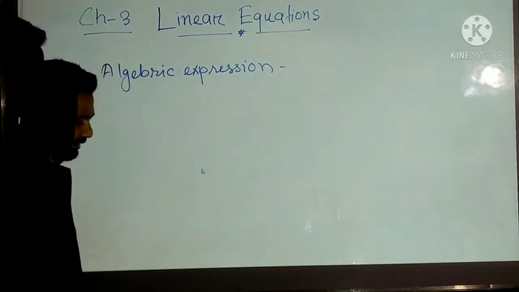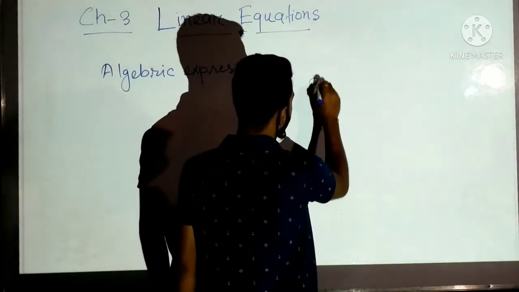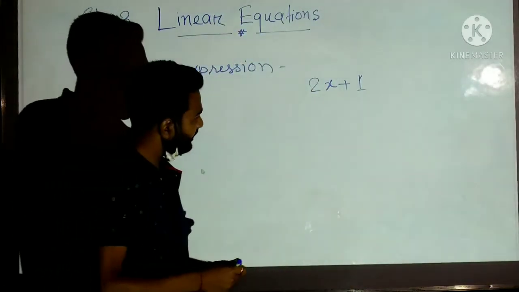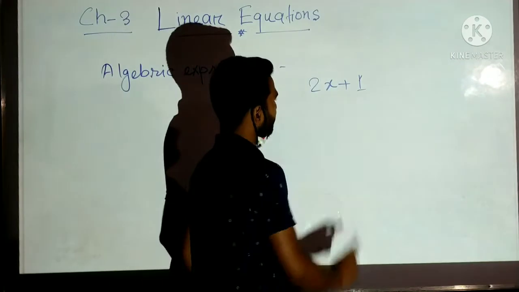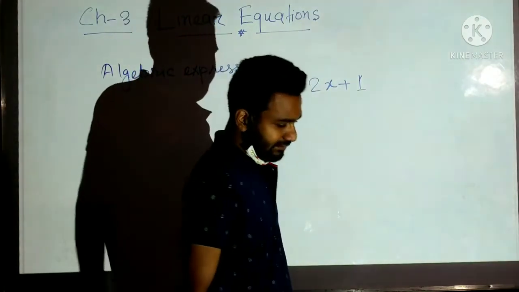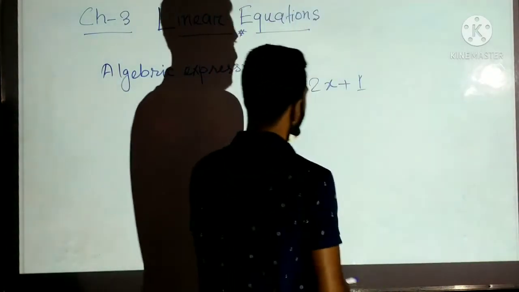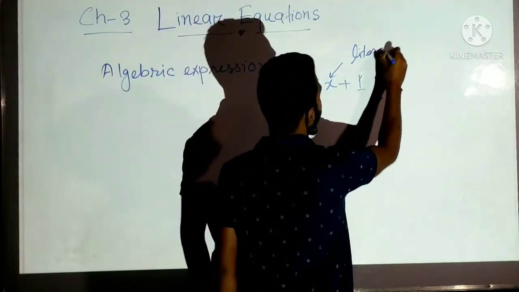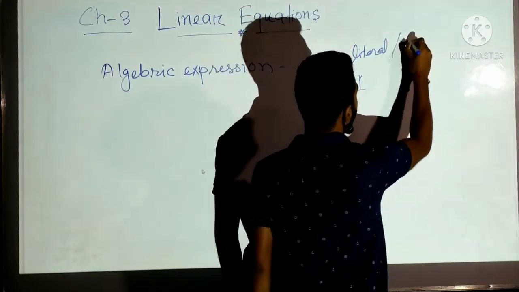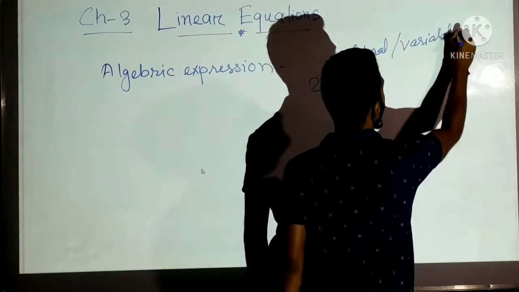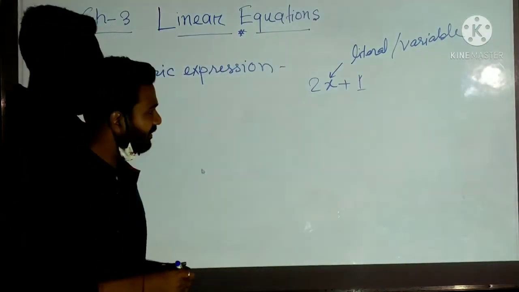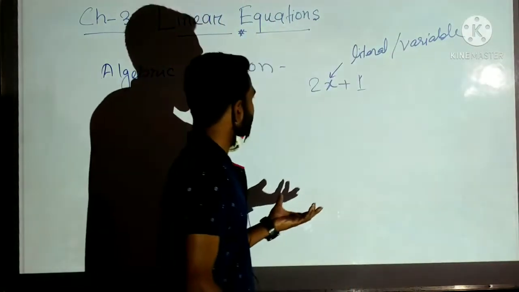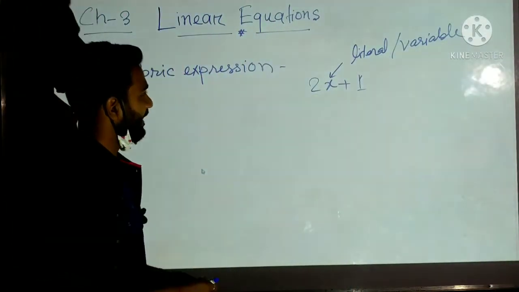What is algebraic expression? For example, I write 2x plus 1. Here, I have written two terms. One is 2x and another is 1. Here, x is called literal or variable. So if we combine variable and constant and write an expression, it is called an algebraic expression.